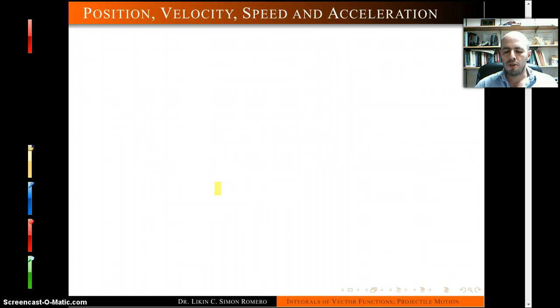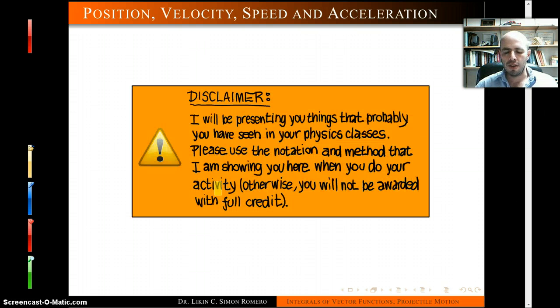I'm going to start with position, velocity, speed and acceleration, but before that I have to give you a disclaimer. I will be presenting you things that you have seen in your physics classes. Please use the notation and the method that I'm using here when you are doing an activity or you are in a celebration of learning. Otherwise, I will not be able to award you the full credit.